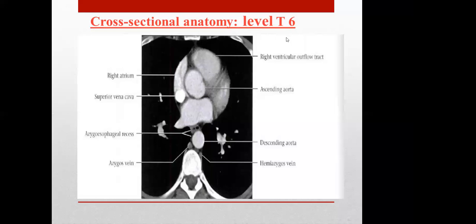The level of T6, we can see this section passing through the upper part of the heart. So this is the right atrium and the right ventricle. The right ventricle is the most anterior chamber. And this is the left atrium, the most posterior chamber. And this is the ascending and descending aorta. And this is the superior vena cava.